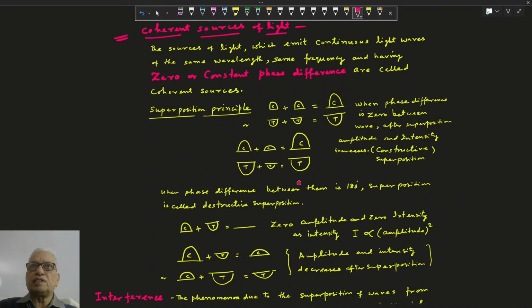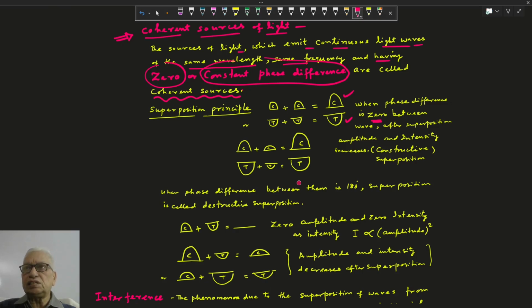Now, very important, coherent sources of light. The sources of light that emit light waves continuously, of the same wavelength, the same frequency, and having zero or constant phase difference, are called coherent sources. In superposition, if crest and crest, we get a bigger crest, trough and trough, we get a bigger trough. So amplitude is increased when the phase difference is 0.